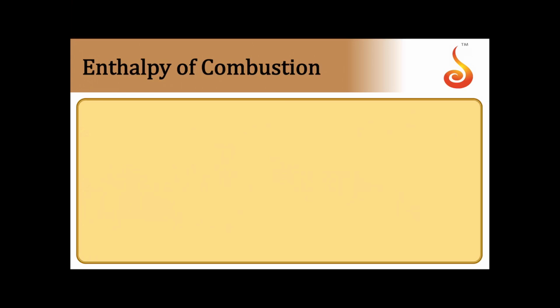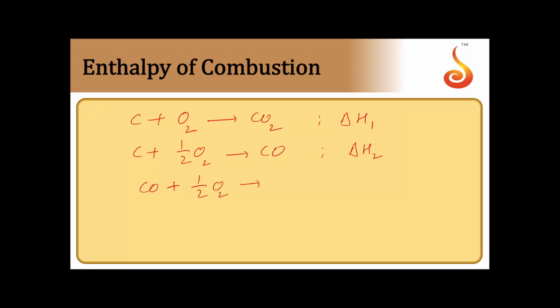Let us take 3 examples to understand clearly enthalpy of combustion and enthalpy of formation. Take C plus O2 giving rise to CO2, say delta H1 is the enthalpy of this reaction. C plus half O2 giving rise to CO, say delta H2. CO plus half O2 giving rise to CO2, say delta H3 for this reaction.